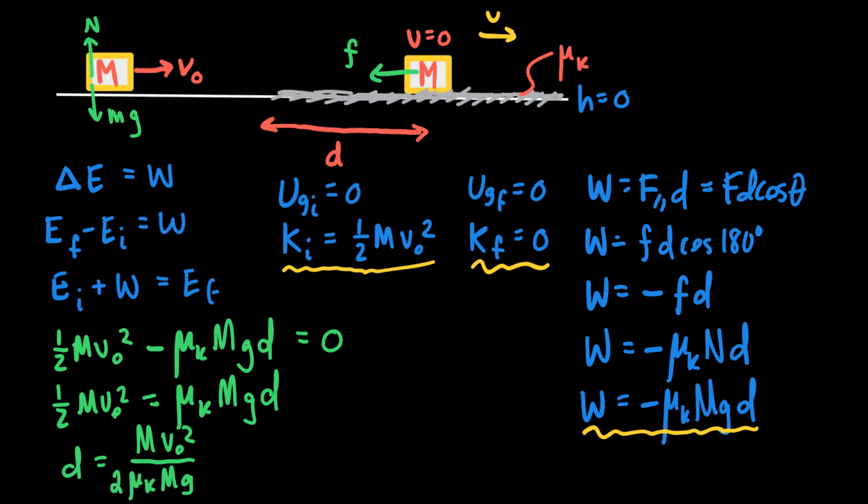The last step is to see that the m's on the top and the bottom cancel, and so our final expression for d will be v naught squared divided by 2 mu k times g.